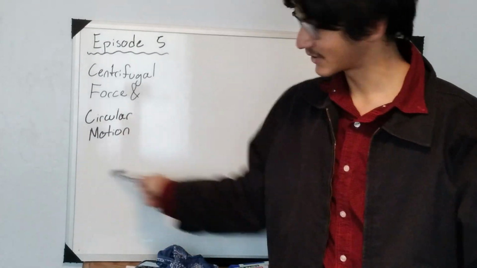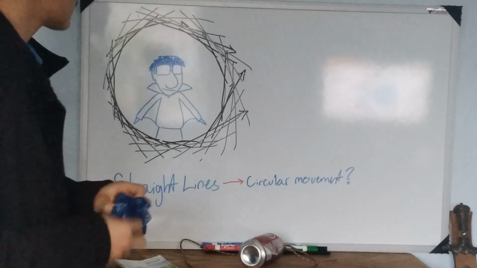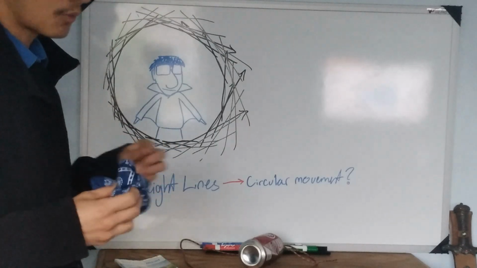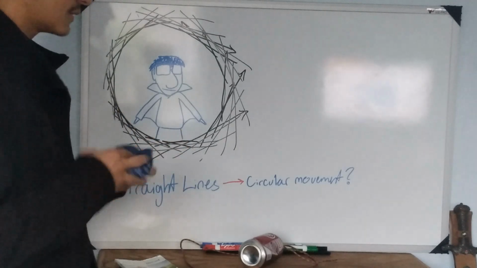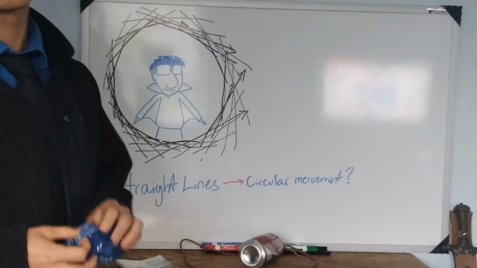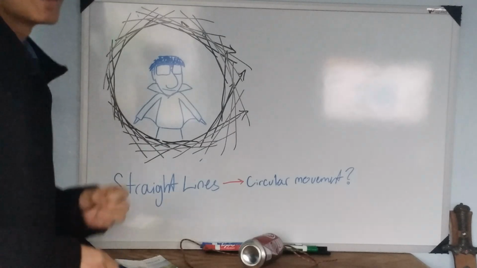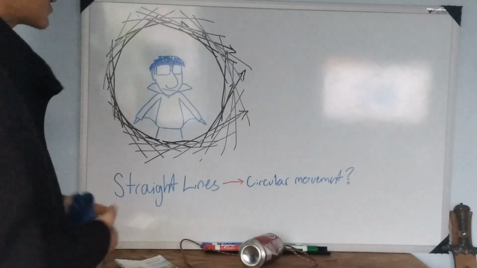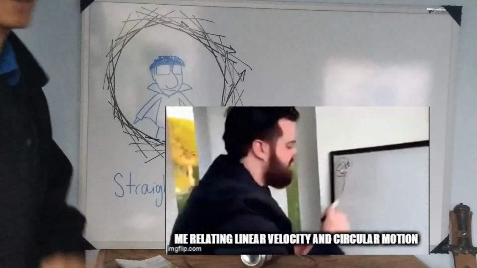Today we're going to be learning about centrifugal force and circular motion. Circular motion is an interesting topic because motion involves vectors. Oh yeah! Vectors are always straight lines. So it's seemingly paradoxical how straight linear velocity and linear acceleration can create circular motion. So that's the central question. How can we relate linear acceleration and linear velocity into circular motion?